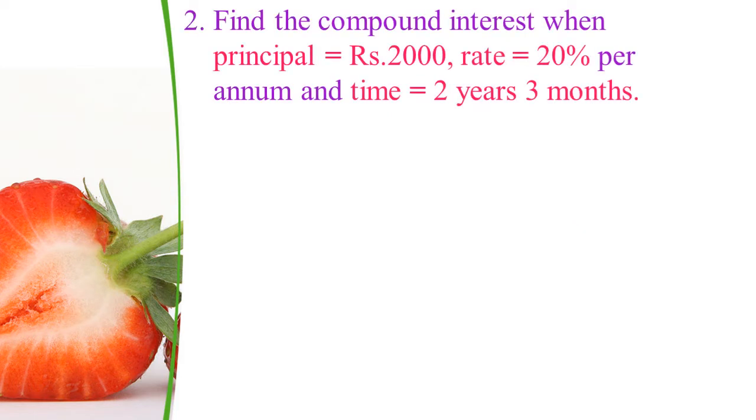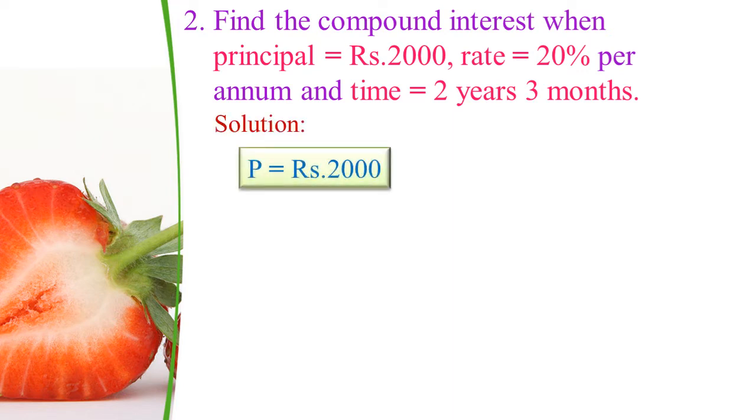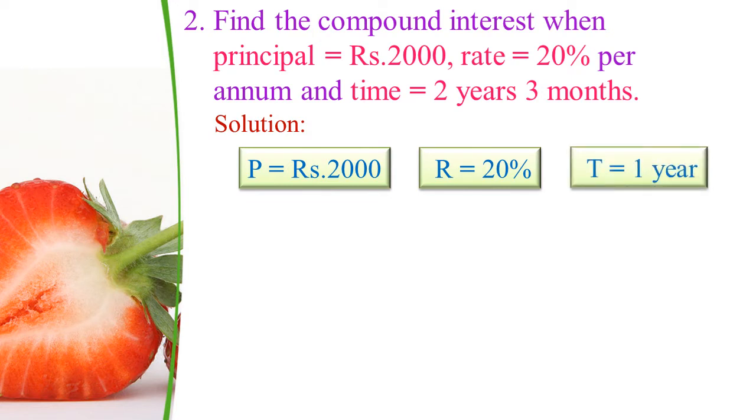Children, let's see next problem. Find the compound interest when principal is rupees 2000, rate is 20% per annum and time is 2 years 3 months. Now we are going to find the solution of the given problem. Here P is rupees 2000 and R is 20%. Let us take the time period as 1 year.